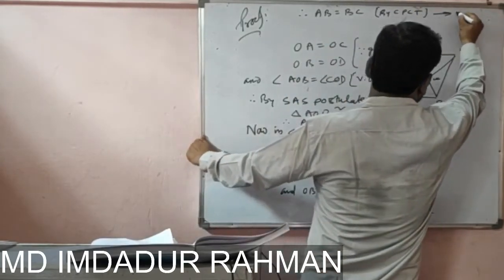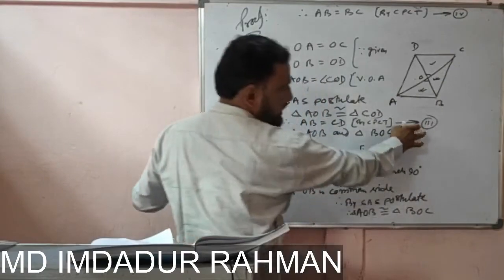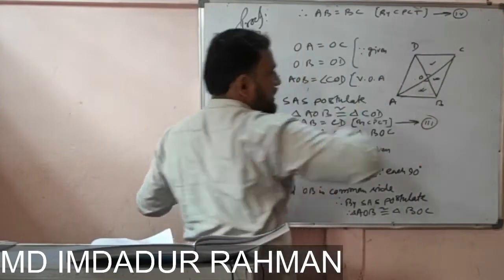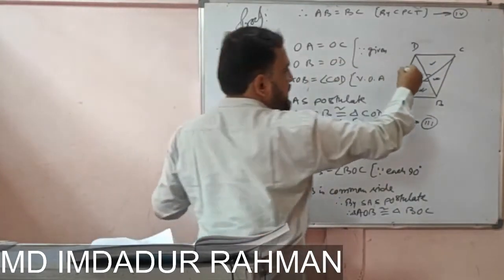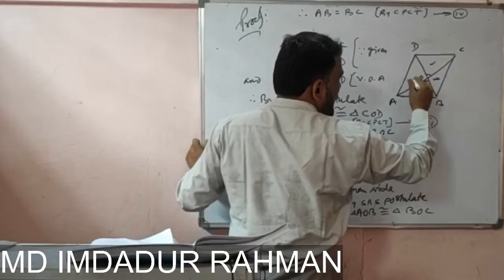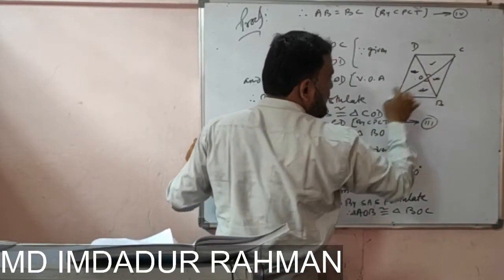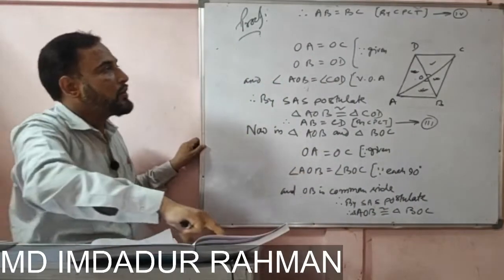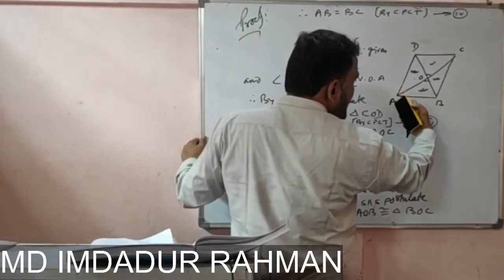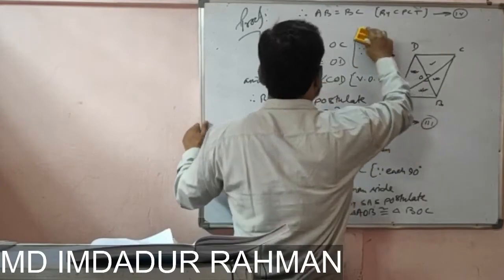Mark this as equation number 4. Here 3, here 4. Similarly, if we consider these two triangles, now we see, I am giving 3 marks. These two triangles, what will we get? We will get this AB is equal to AD.